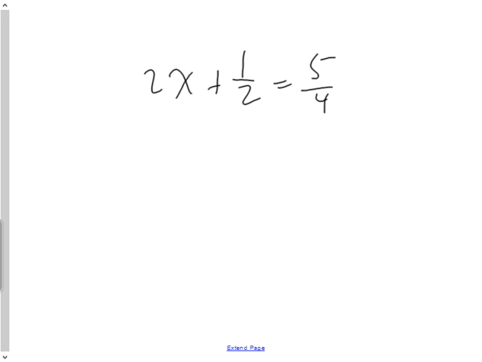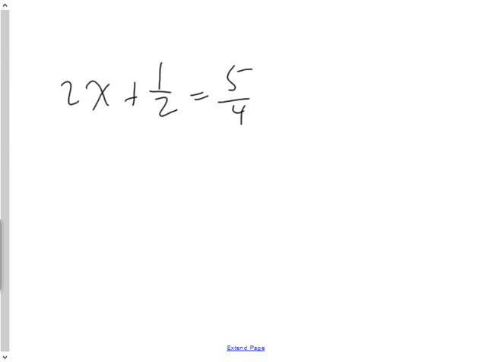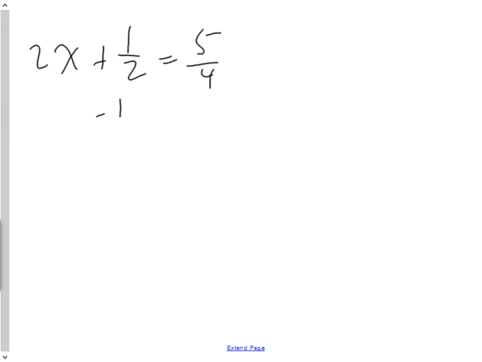It says 2x plus a half equals 5/4. It just made it easier by taking the mixed fraction and making it into improper already. So there are 2 ways we could solve this. The first method that we could use is to simply subtract the constant from both sides, right? Working towards isolating the variable.